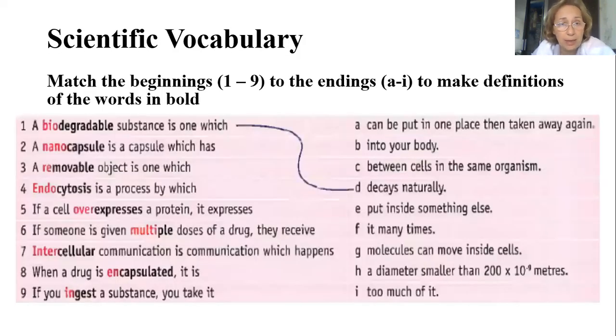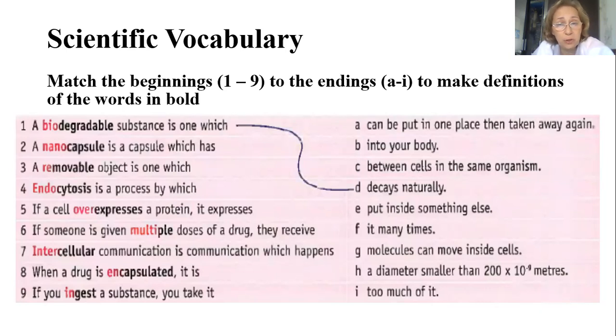So when we speak about scientific vocabulary, here we have some very specific words with prefixes. Let us look at this chart and match the beginnings from 1 to 9 to the endings from A to I to make definitions of the words which are given in bold. You can see that some words are in bold and the prefixes are highlighted in red here. The prefixes are highlighted here, right?